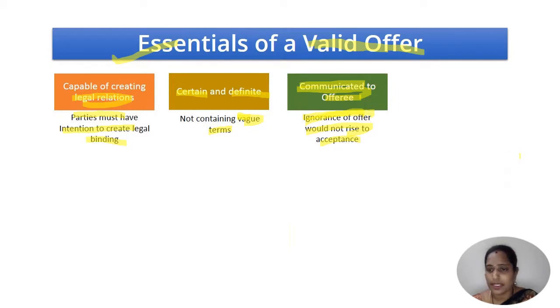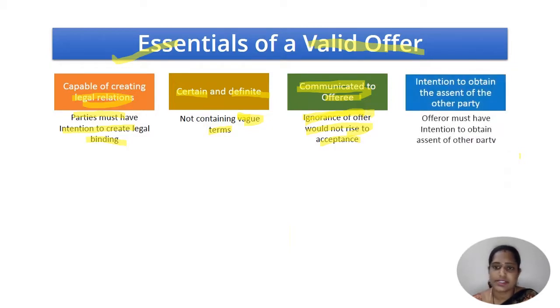So always it has to be communicated. And next essential, when you check, intention to obtain the assent of the other party. That means the objective of your offer.